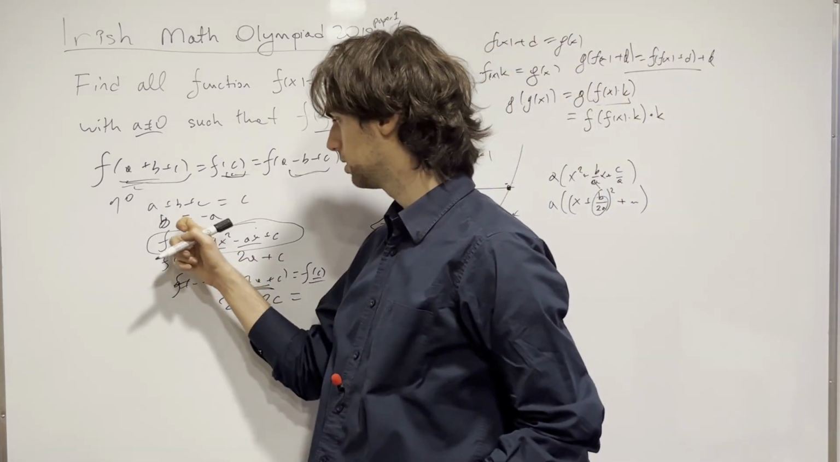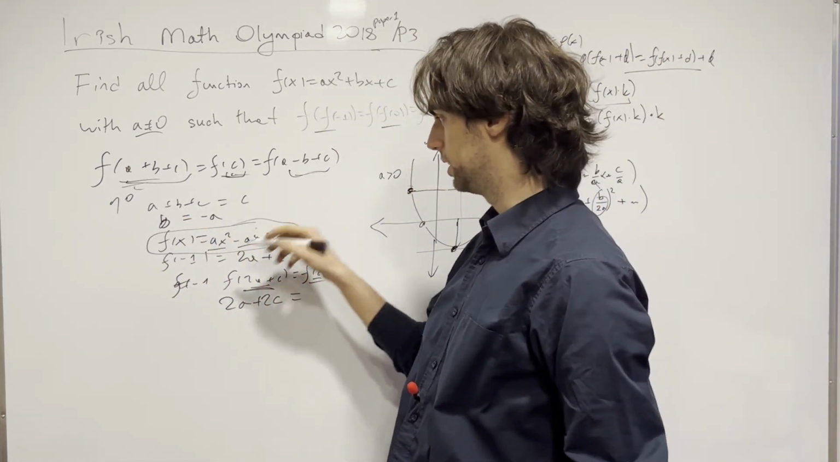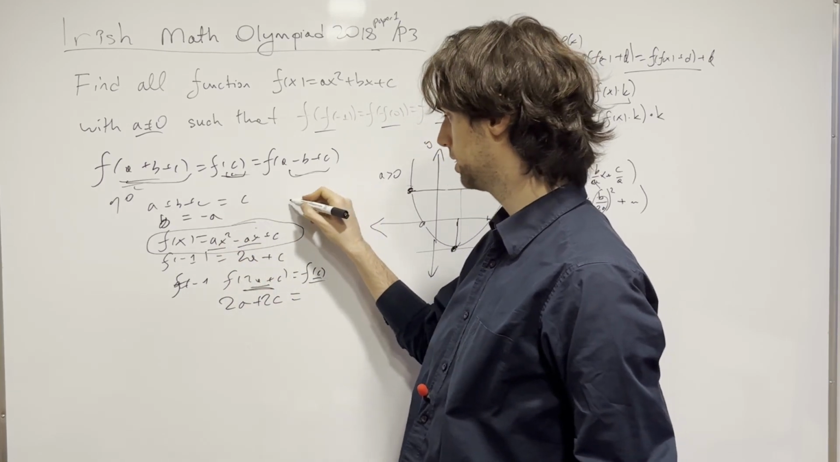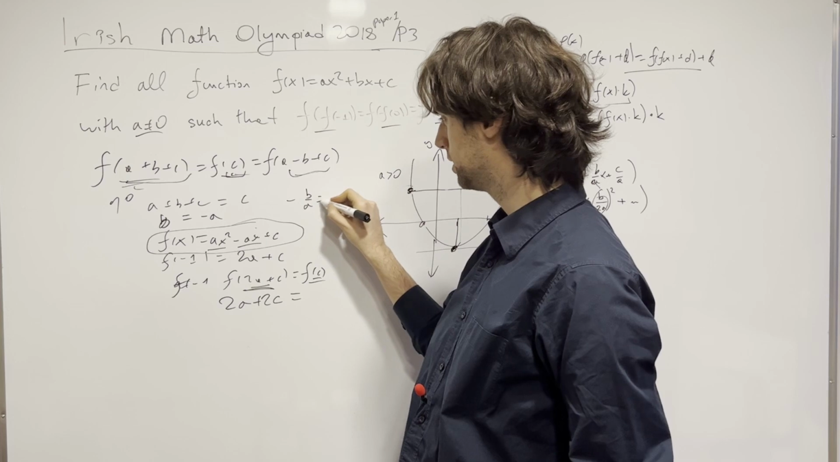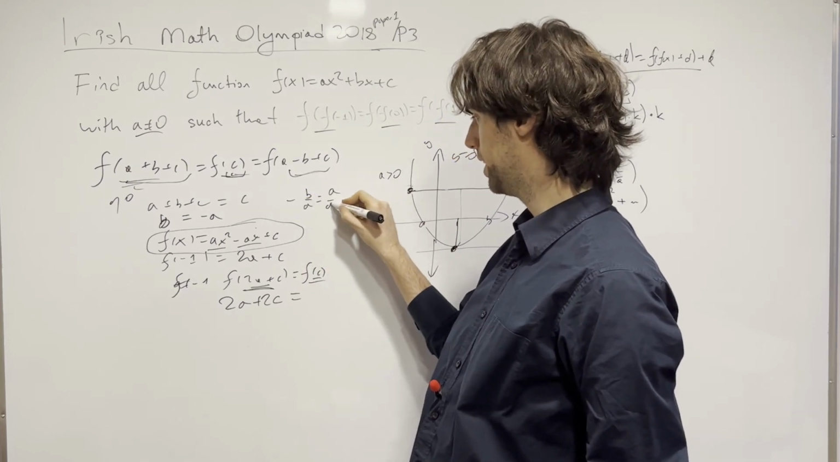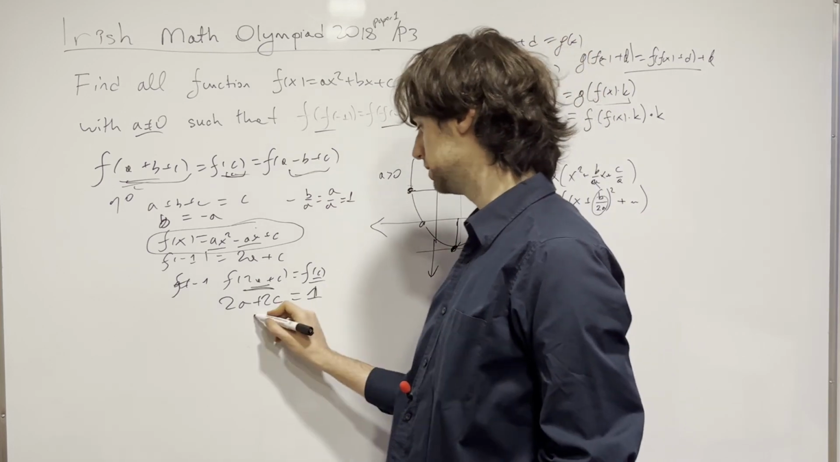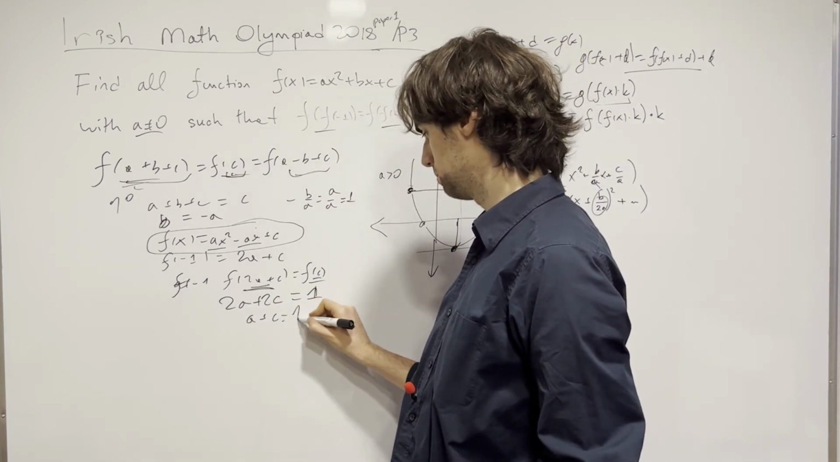But given that b over a is, what's it called? We have minus b over a is equal to minus a over a is equal to 1. So we have a plus c must be equal to 1.